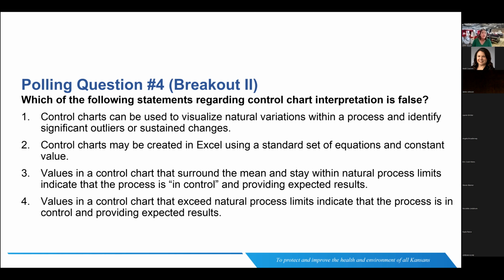Wonderful. Okay, yes, number 4. So anything that falls outside of those process limits is an indicator that something isn't as expected and provides you an opportunity to dig a little bit deeper and take a closer look at what's going on at that point in your DOT use.